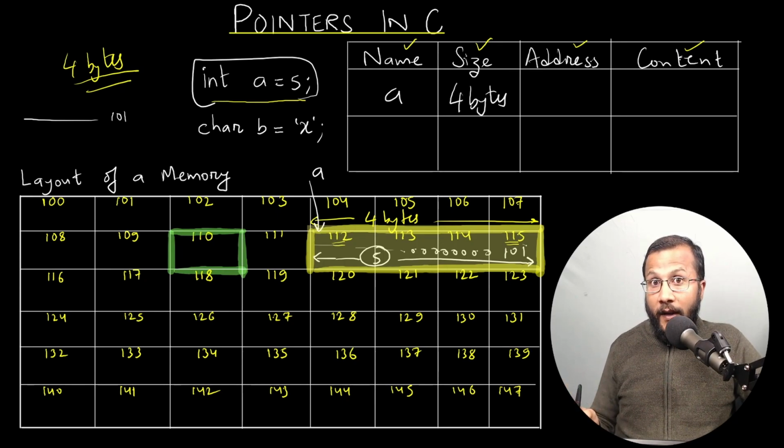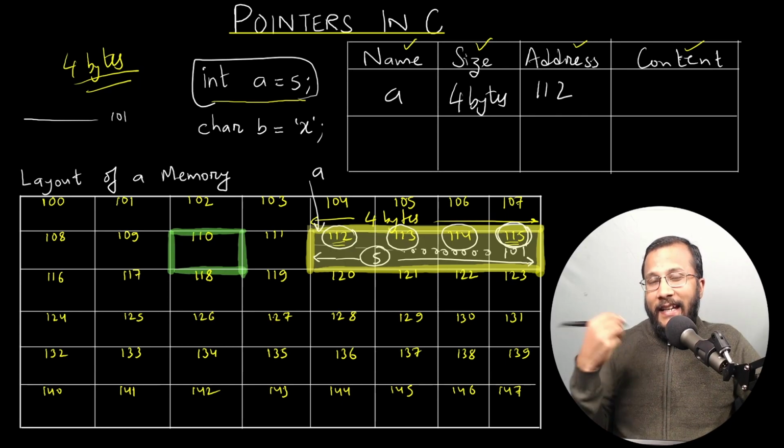What is the address of a? Now a is allocated memory starting from address 112 to 115. So 112 is the first byte, 113 the address of the second byte, 114 the address of the third byte, and 115 the address of the last byte. So we say the address is 112. We only write the starting address, right?